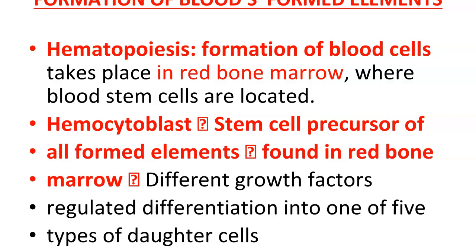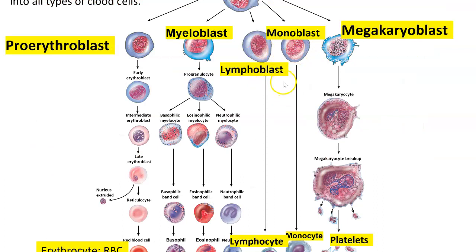A hemocytoblast is the name of the stem cell from which all other blood cells are made. In this PowerPoint, you can see the stem cell, the hemocytoblast, and from it come the proerythroblast, which gives rise to the red blood cell, the erythrocyte, and the myeloblast, which will give rise to some of the white blood cells. The lymphoblast will give rise to another type of white blood cell called a lymphocyte. The monoblast gives rise to the monocyte, which is another white blood cell.